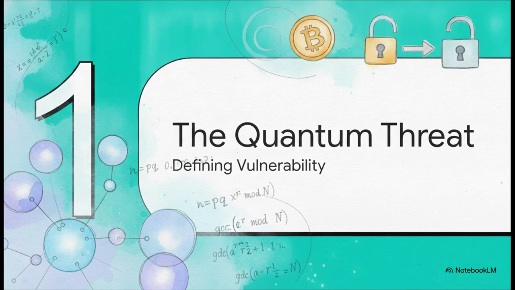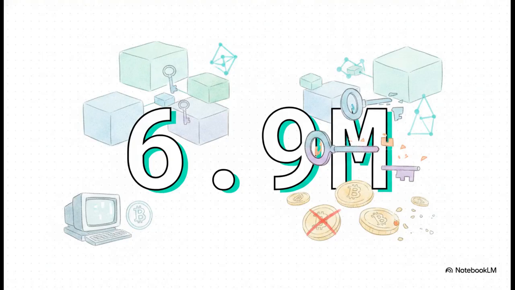key in polynomial time. To put the sheer scale of that threat into perspective, just focus on this number, 6.9 million. That is the estimated number of Bitcoin currently sitting in addresses that are wide open to a future quantum attack, simply because their public keys have already been exposed on-chain.